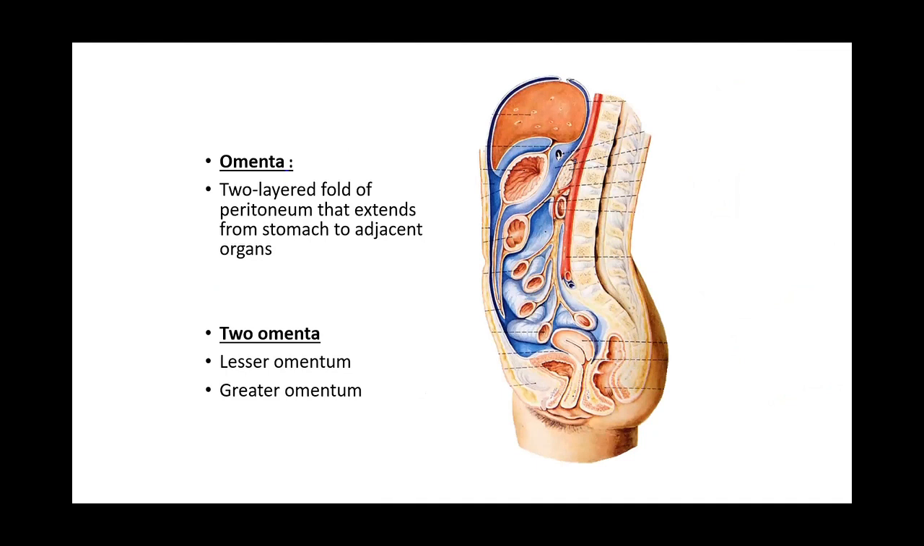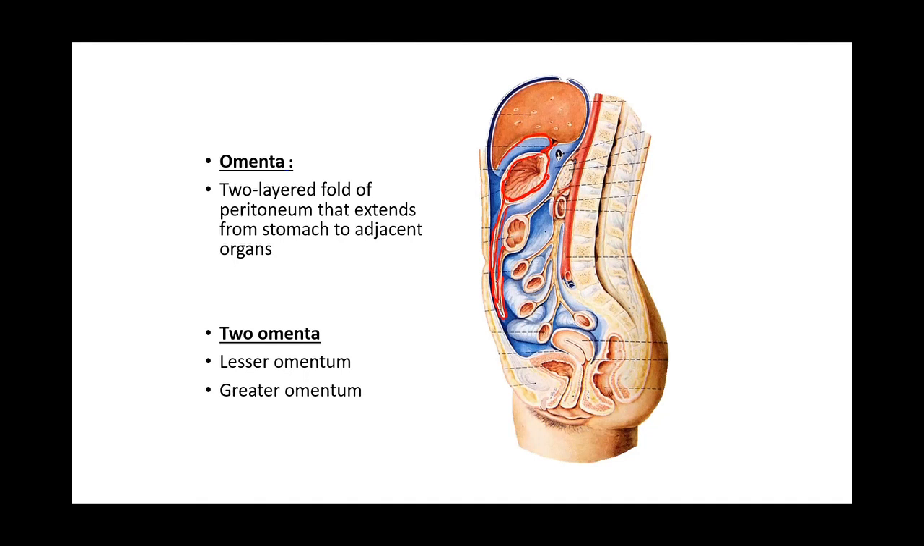This is the stomach. And you can see the two layers of peritoneum coming over the stomach, forming an anterior double layer, and at the lower limits, they folded upward. So this fold is called greater omentum. Okay? They are called omentum. Now, the two-layered fold of peritoneum that extends from the stomach to adjacent organ.